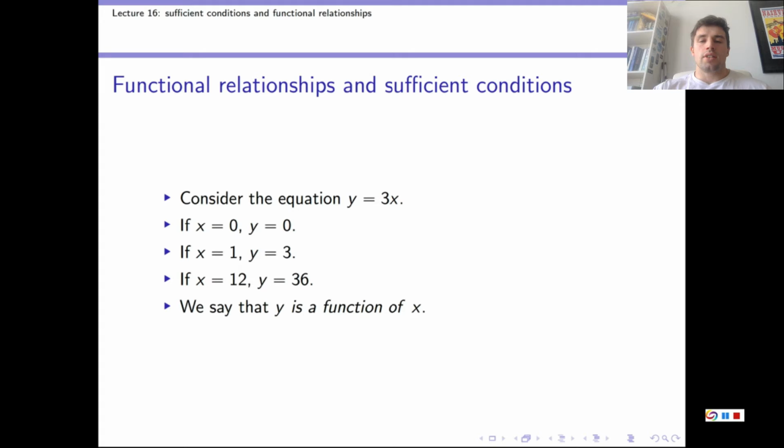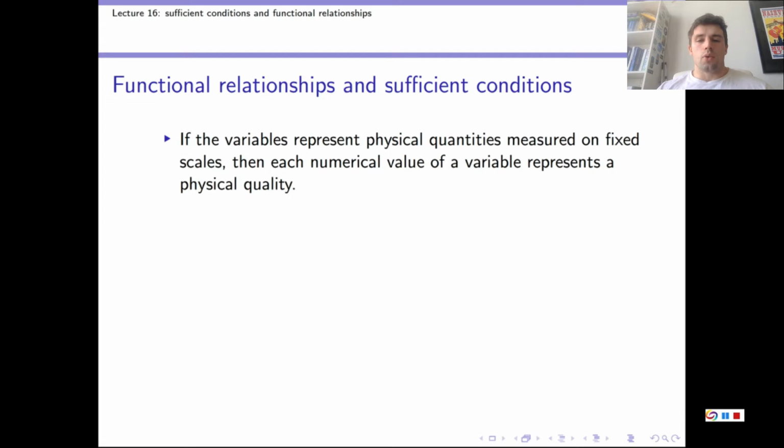It's important to notice that if y is a function of x, it does not necessarily follow that x is a function of y, and there's a question on the assignment for this week that will get you to think about that. So what does this all mean in physical terms when the variables of the equation, like x and y, represent physical quantities? Well, if the variables represent physical quantities measured on fixed scales, like mass in kilograms, then, as we've seen, each numerical value of a variable represents a physical quality, for example, having a mass of 5 kilograms.